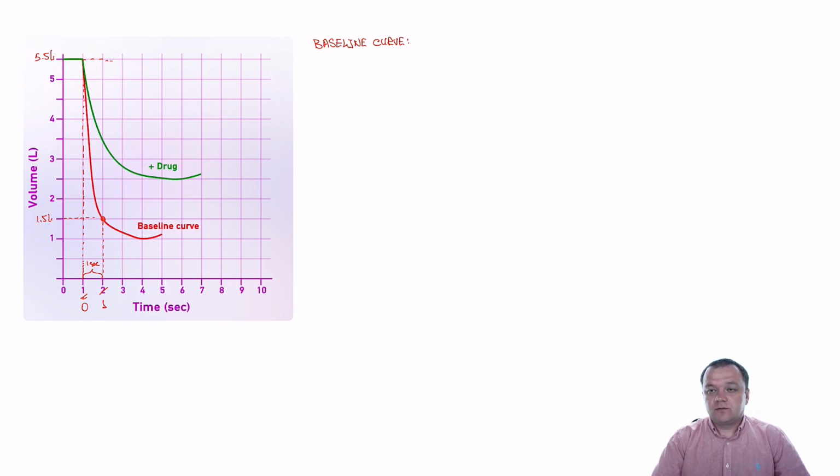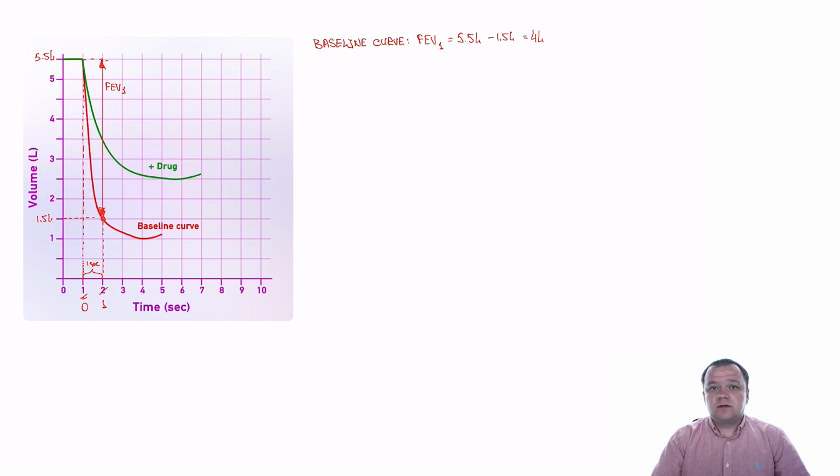We are starting from 5.5 liters. It is the maximal volume of air the patient inhaled, and this is the volume of air the patient exhaled during the first second, or FEV1. So for the baseline curve, FEV1 will be 5.5 liters minus 1.5 liters, which is equal to 4 liters.